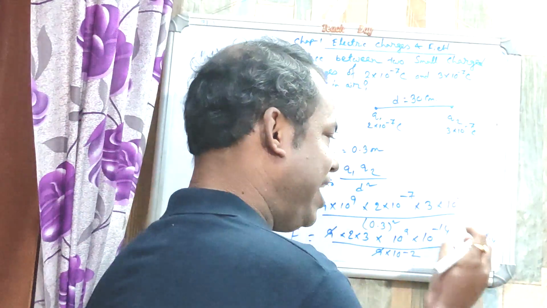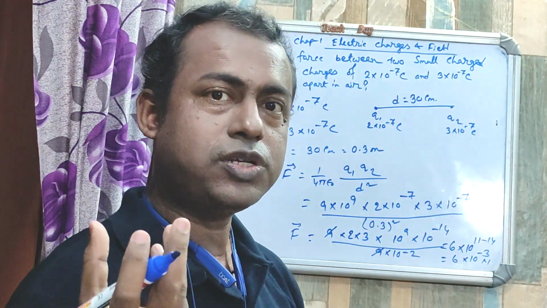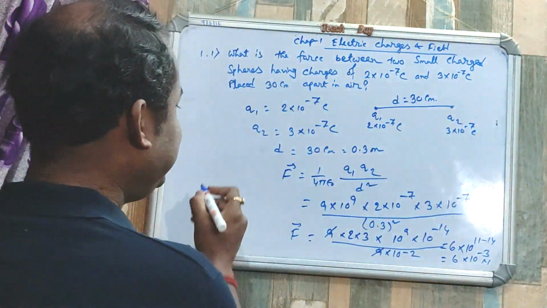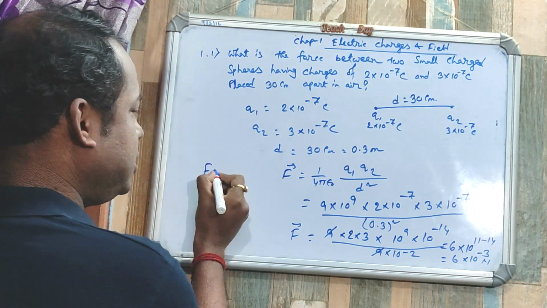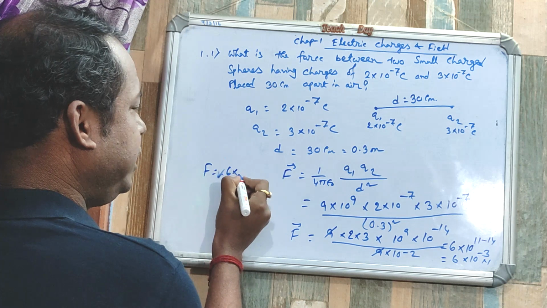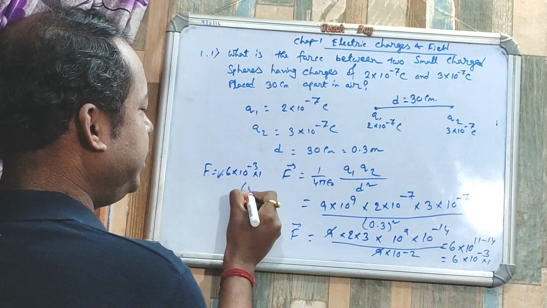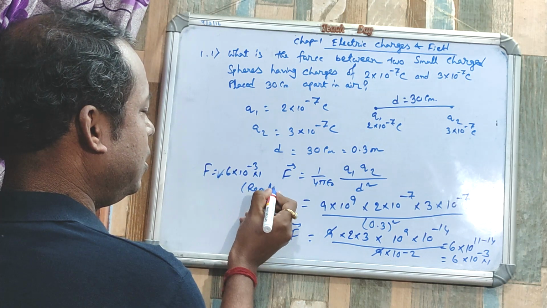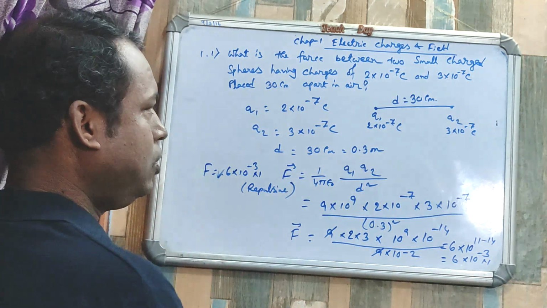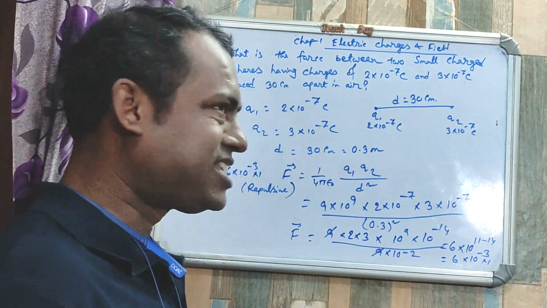This is the value of this. What is the nature of the force? That is repulsive nature. So we say that force F equals 6 into 10 to the power minus 3 Newton. This is repulsive. Okay, up to this clear? So we move to the next question.